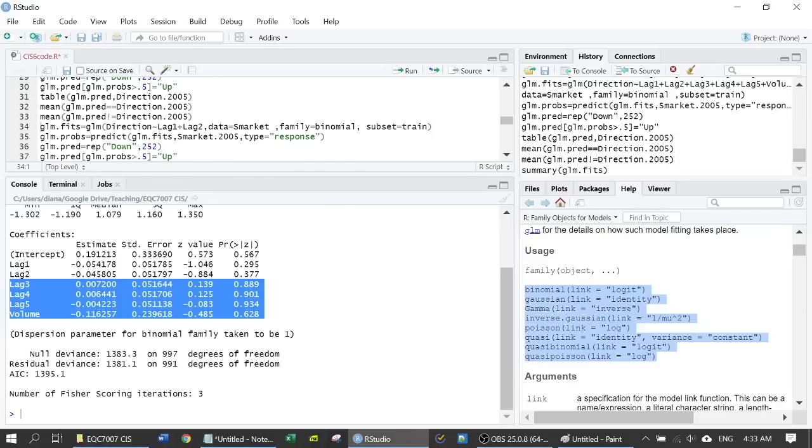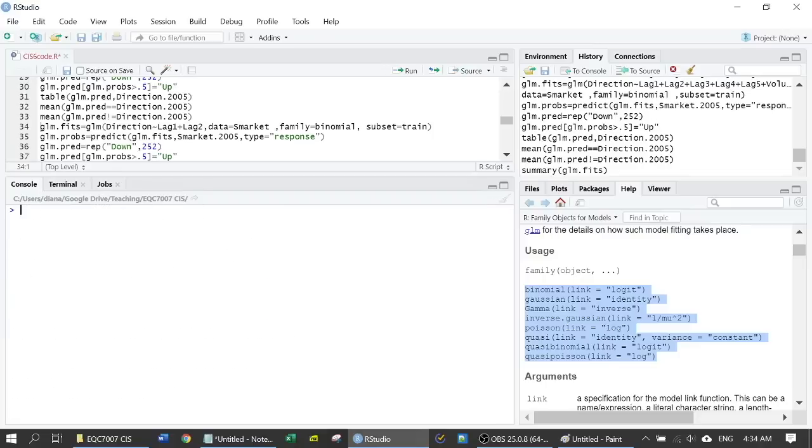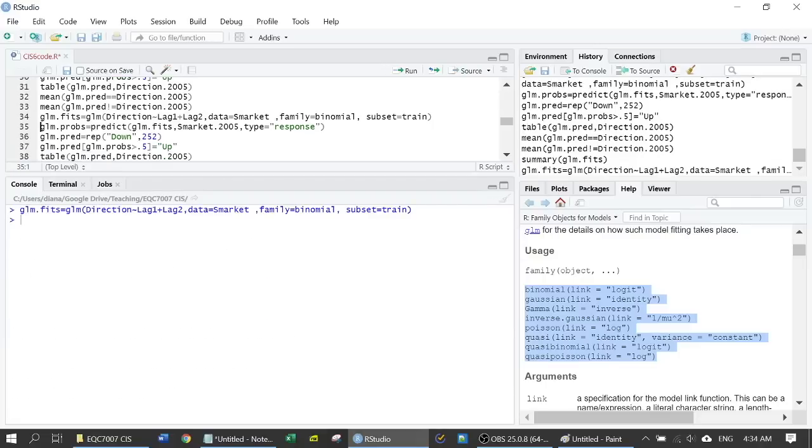So we're going to refit the logistic regression using just Lag1 and Lag2, which seem to have the highest predictive power in the original logistic regression model. We're going to run this glm function. Here we have Direction against Lag1 and Lag2, from the Smarket data, family is binomial, and the subset is train. So this is done using the training data set, and we save it in the same name, glm.fits. It will replace the previous results.